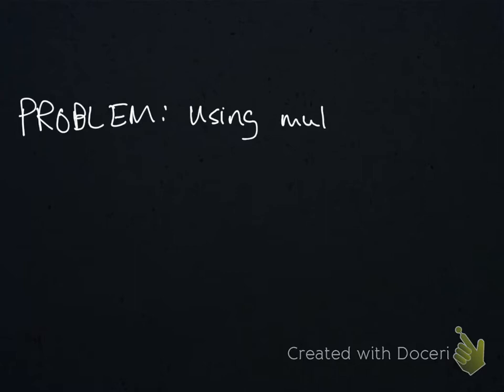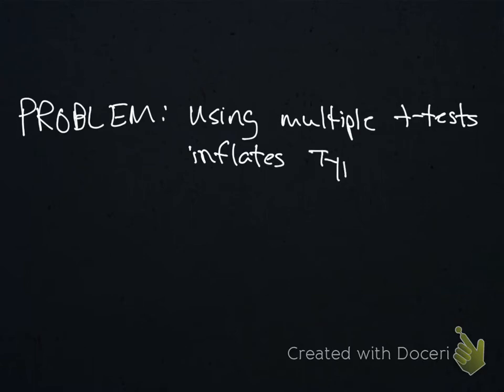So let me formalize what I just said. We have this ultimate problem. And that problem is using multiple t-tests inflates type 1 error. In other words, we have a very large family-wise error rate.